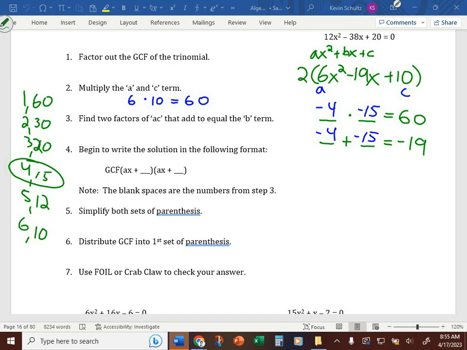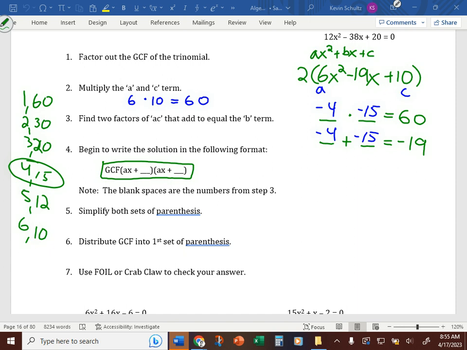Are we done? We're on step 3. We're halfway through. We've got 2 days to do this. Right? Yes. And now here's where step 4 starts, where we set our equations up. This is the format that we're using here.